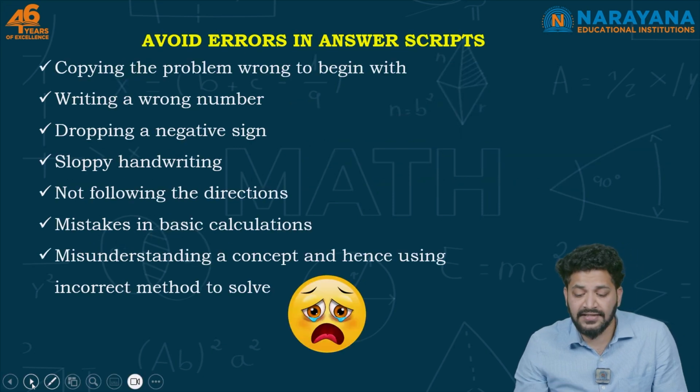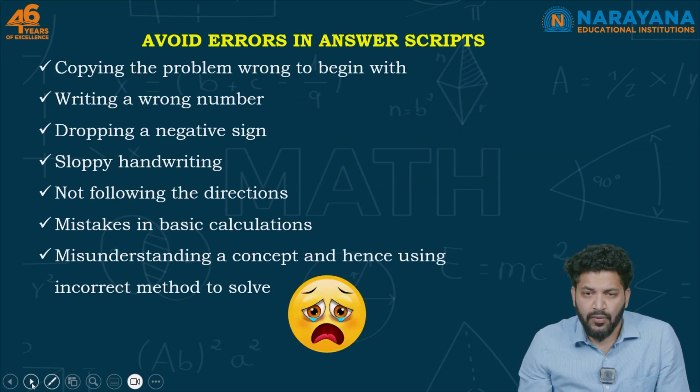So avoid errors in answer scripts. Copying the problem wrongly to begin with: you should be very careful while copying the data from the question. Writing a wrong number, just now I told you not to write a wrong number. With signs also, just copy the same, and watch out for dropping a negative sign. You should see the signs properly and copy them exactly. Sloppy handwriting: you should maintain your handwriting properly. It should be very clear, so they can understand. Not following the directions: you should follow the directions whatever they have.